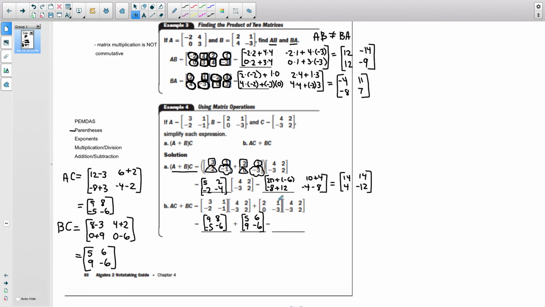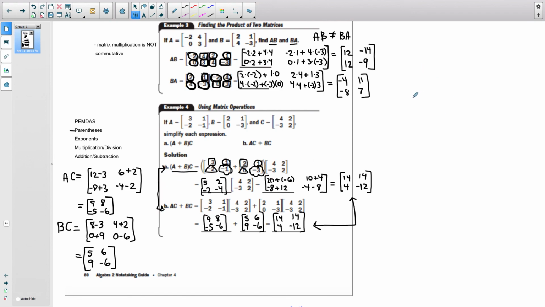All right, so now that I've taken care of my multiplication, now I can go ahead and perform the addition. So 9 plus 5 is going to be 14. 8 plus 6 is going to be 14. All right, negative 5 plus 9 is going to be 4. And negative 6 plus negative 6 is negative 12. All right, so notice here, both of these are the same. All right, so what is happening here is called distributive property.